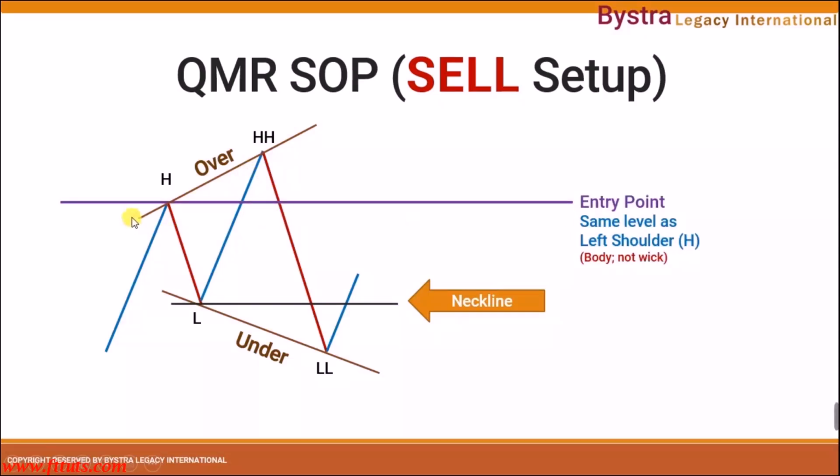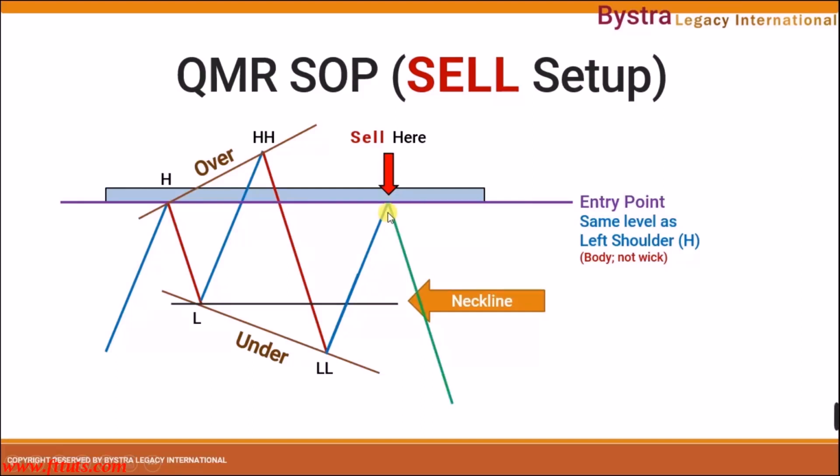Let's mark the entry point, which is the same level as the left shoulder, at the body, not at the wick, at the body of the left shoulder. And let's mark the zone up to the wick for ease of monitoring. So this is where we will sell. We will put our pending order at this entry point. Price will come to this area and then go down. Simple as that. The most important part, remember, is that it must always be on a quick retest.